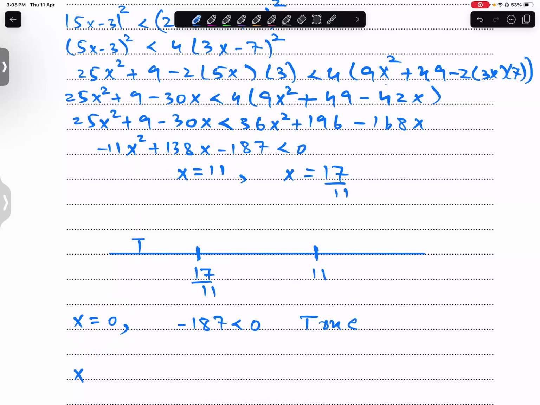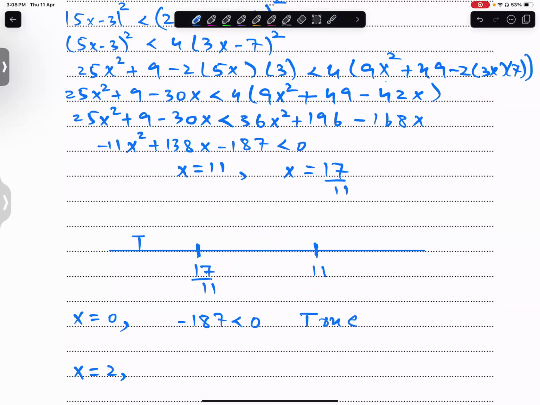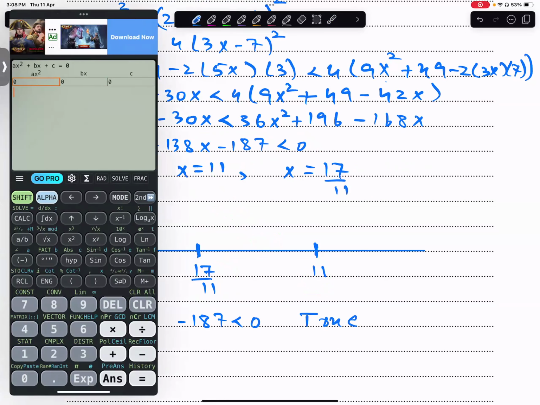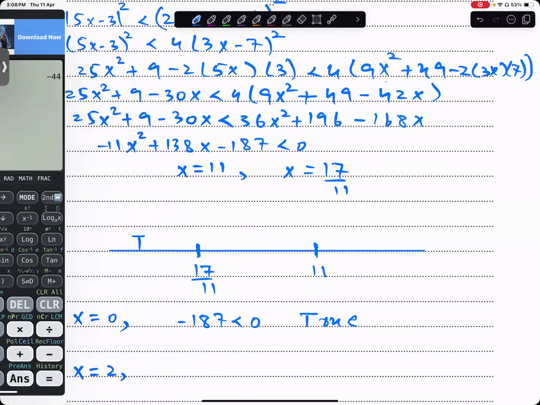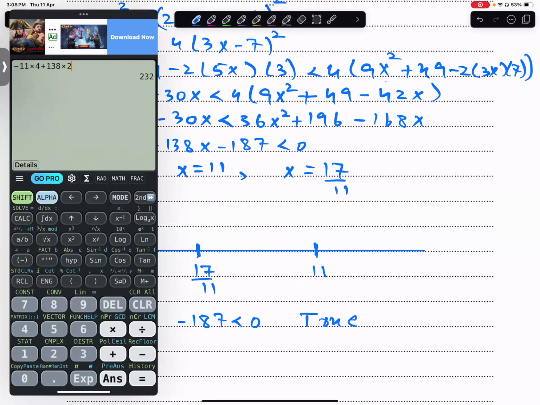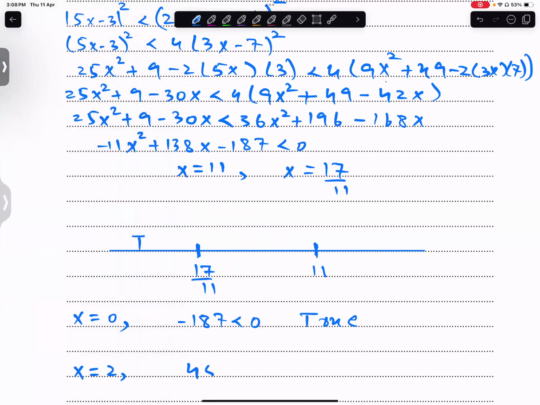Again, you will take any value between 17 over 11, which was 1.54, and 11. Let's say take 2, and now put 2 here in place of x. Then you will see something which is less than 0. Just take x equal to 2 and put this value in the above expression. So minus 11 times 4 plus 138 times 2 minus 187. So this is 45. So 45 less than 0 is not true. So you will write here false.